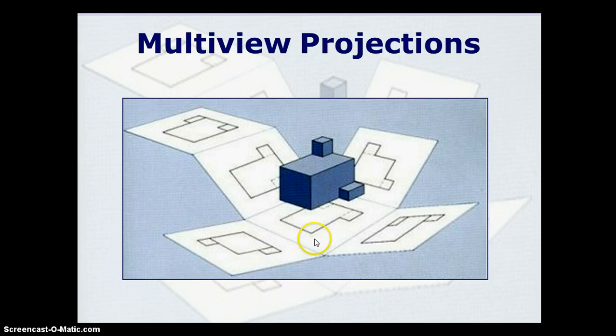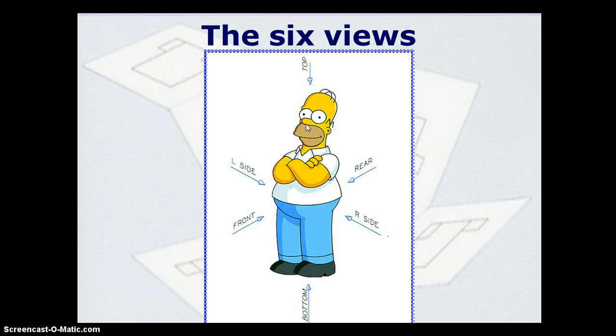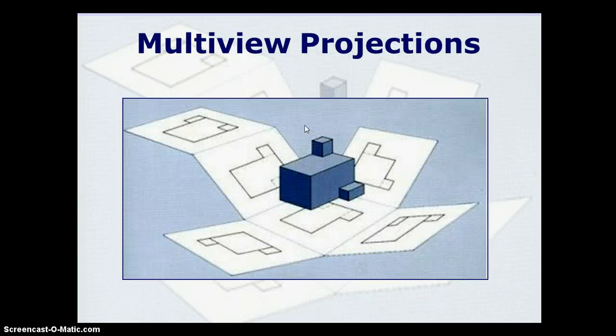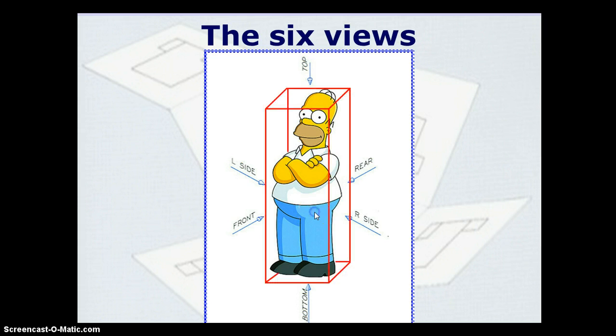The 6 views are called the front view, top view, side view from left, side view from right, the rear view, and also the bottom plan. The projectors of the line of sides are perpendicular to the plane of projection. The front surface of the object is parallel to the plane of projection, and the projectors are parallel to each other. These are the features of multi-view projections. In the 6 views, all the 6 directions are shown: the front view, the rear view, the top view, the left hand side view, the right hand side view, and the bottom view.